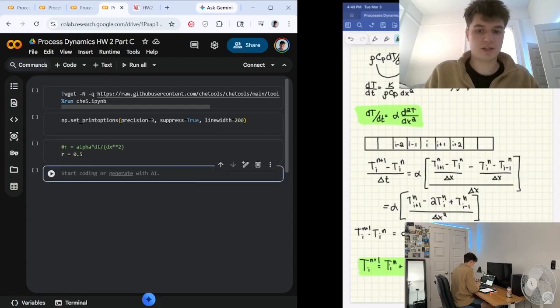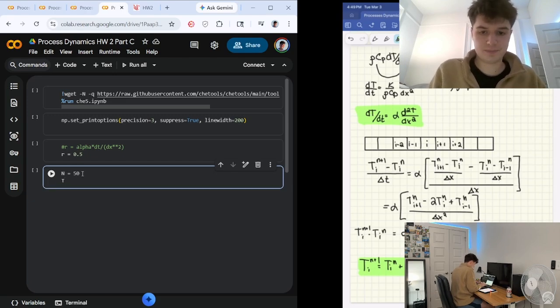Now let's start defining some of our variables. N is going to be equal to 50. The temperature is going to be np.full from whatever value we want as n, in our case 50, to 20.